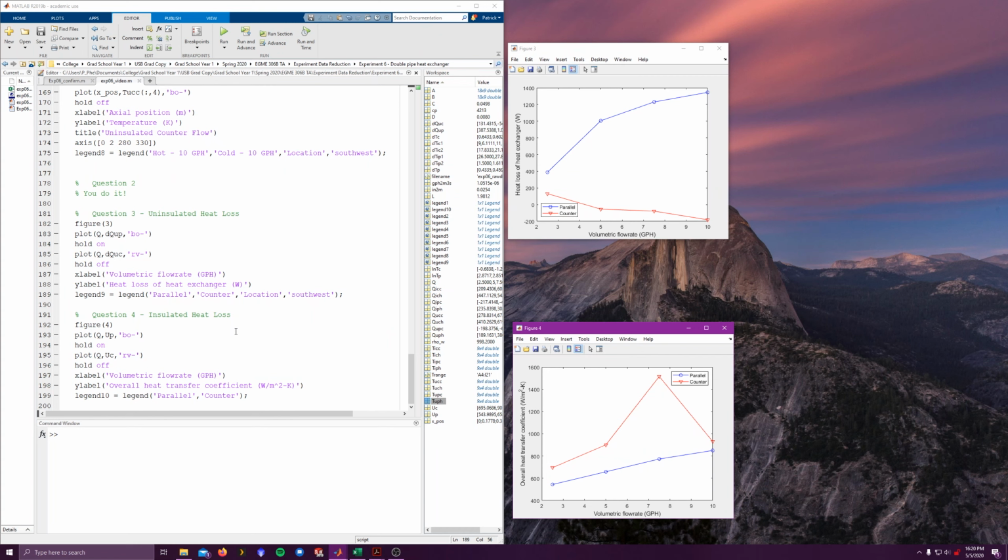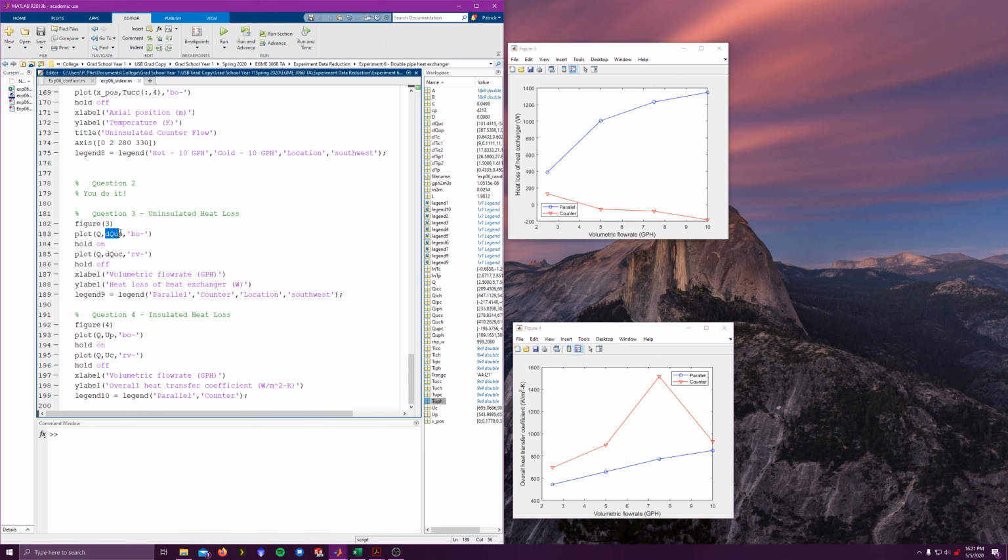So, question 3, uninsulated heat loss. We're plotting our delta Q, so hot minus cold, that heat transfer, against the cold fluid flow rate. The cold fluid flow rate went from 2.5 gallons per hour up to 10. And then delta Q, we already calculated that earlier. That was QH minus QC for parallel flow, and then QH minus QC for counterflow, and that was for uninsulated as well. Alright, so we plotted that.